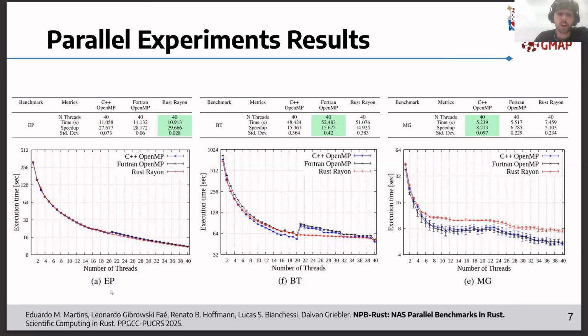So in EP, that is the smaller application in terms of parallelism, our frameworks were able to scale very well, but Rayon still outperformed OpenMP because of its dynamic work stealing scheduler that performs better when it reaches the hyperthreading point at 20 cores. And when we go to a heavier application, such as BT, this becomes more evident, but still when it reaches 40 threads, OpenMP with Fortran was able to have the best speedup.